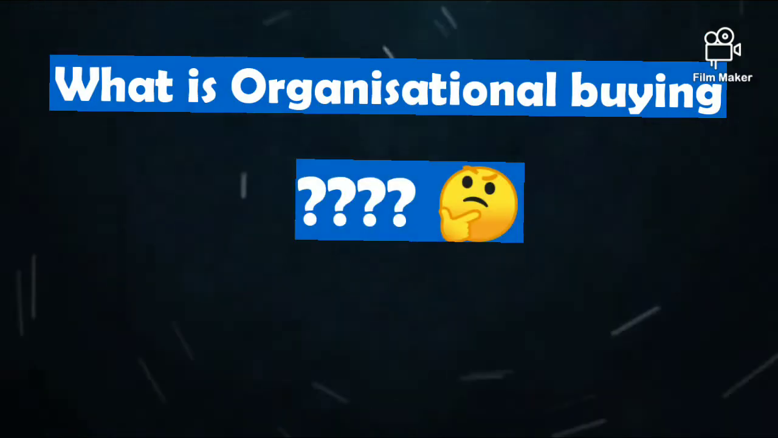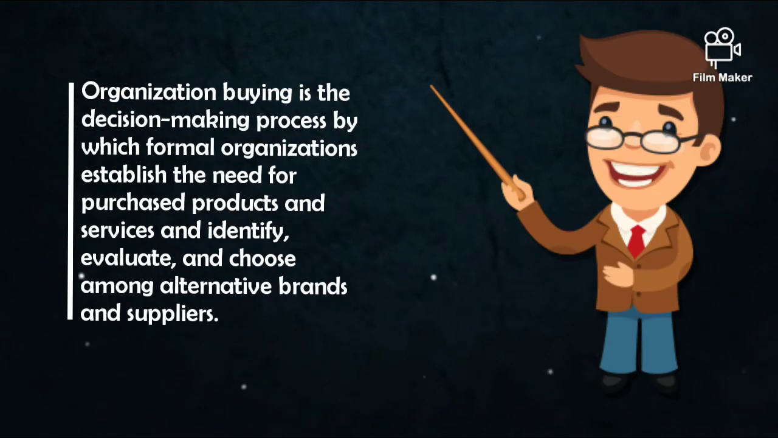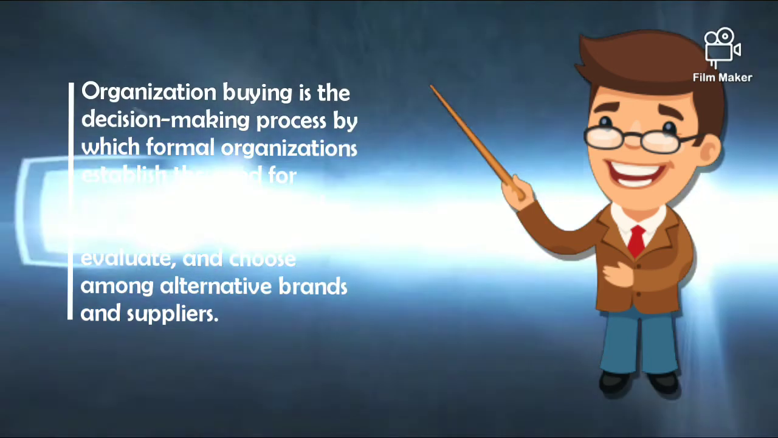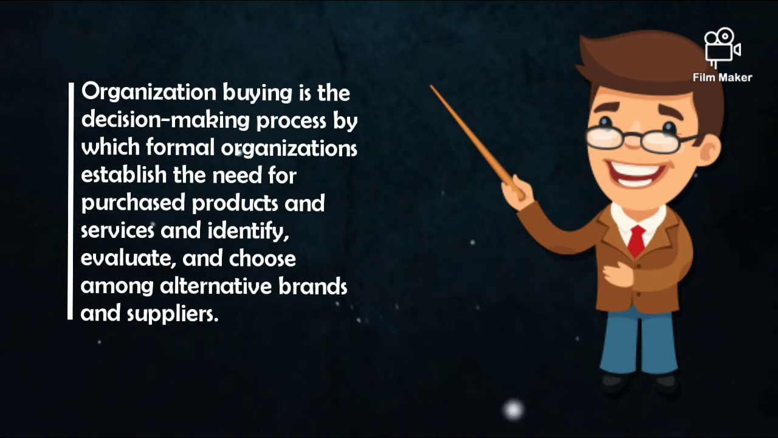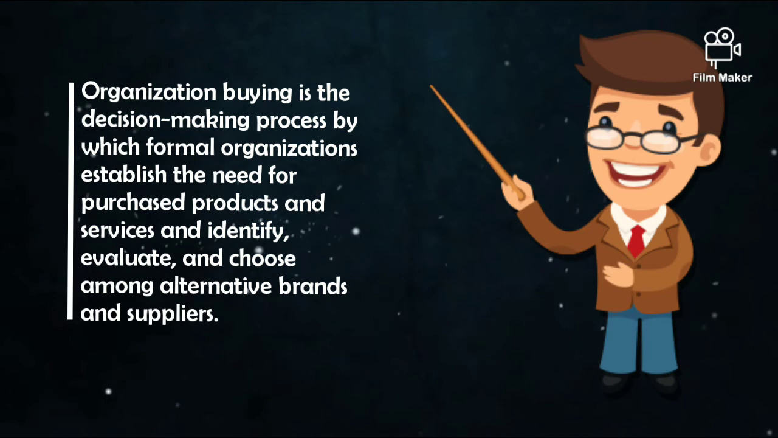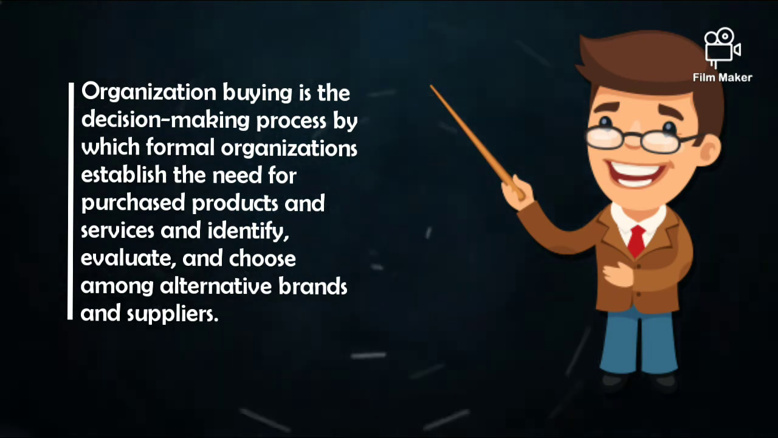Now, let us learn what organizational buying means. Organizational buying is a decision making process. Here, the organization establishes the need to purchase products and services. They identify and evaluate the suppliers, and what type of brand and raw material they need to purchase. Take the example of PCs or laptops. Those companies do not produce all the components they require. They buy small components like chips from Intel and others, and they produce their ultimate product. This is known as the B2B market, that is, the business to business market.